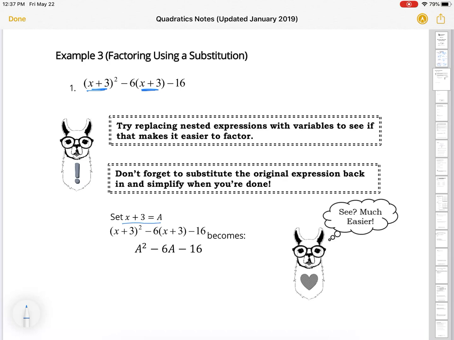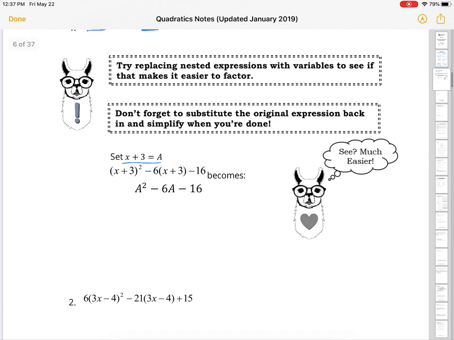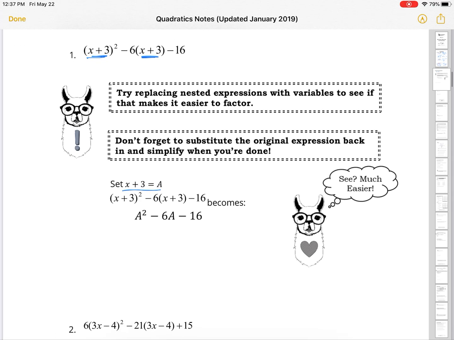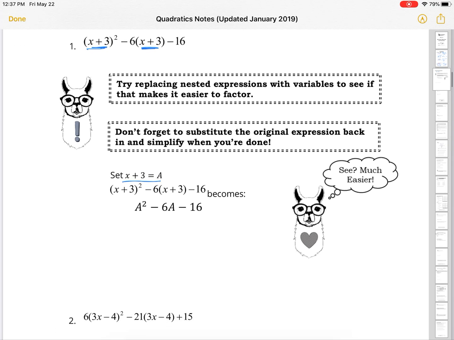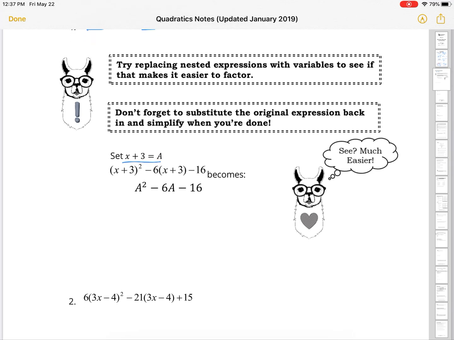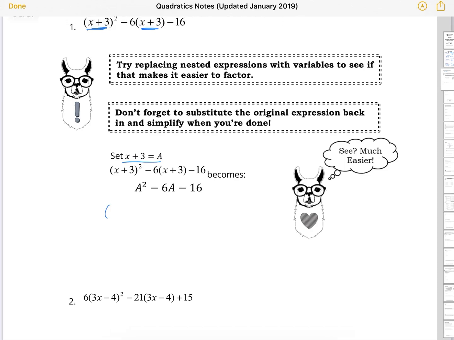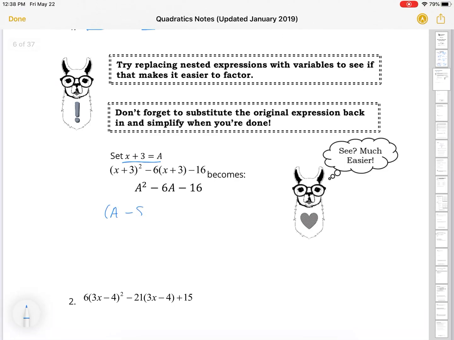So for example, in this equation, we're going to set x plus 3 equals A. I've used a capital A just to make sure I don't forget. So everywhere I see an x plus 3, I'm going to write out a capital A. Now when I do that, then I get A squared minus 6A minus 16. Now all I have to do is think of two numbers that multiply to give me negative 16 and add up to negative 6. Well, that's A minus 8 times A plus 2.